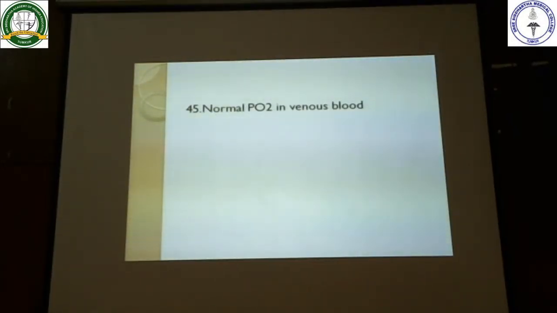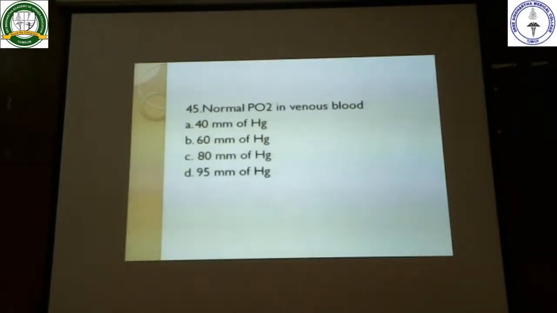Next question: the normal PO2 in the venous blood is 40 mm of Hg, 60, 80, 90, or 116 mm of Hg. In the arterial blood, it is 95 mm of Hg, whereas in the case of venous blood, you are expecting 40 mm of Hg of partial pressure of oxygen.